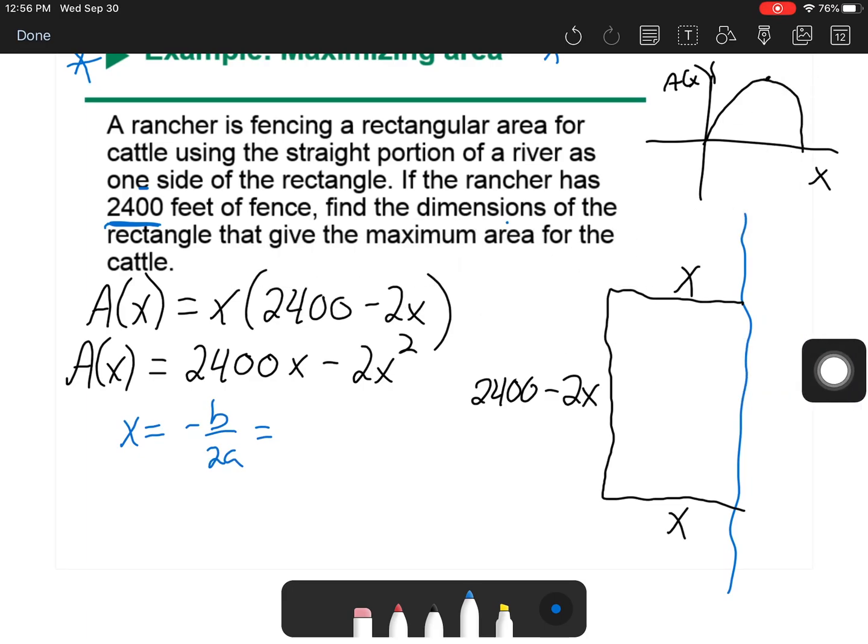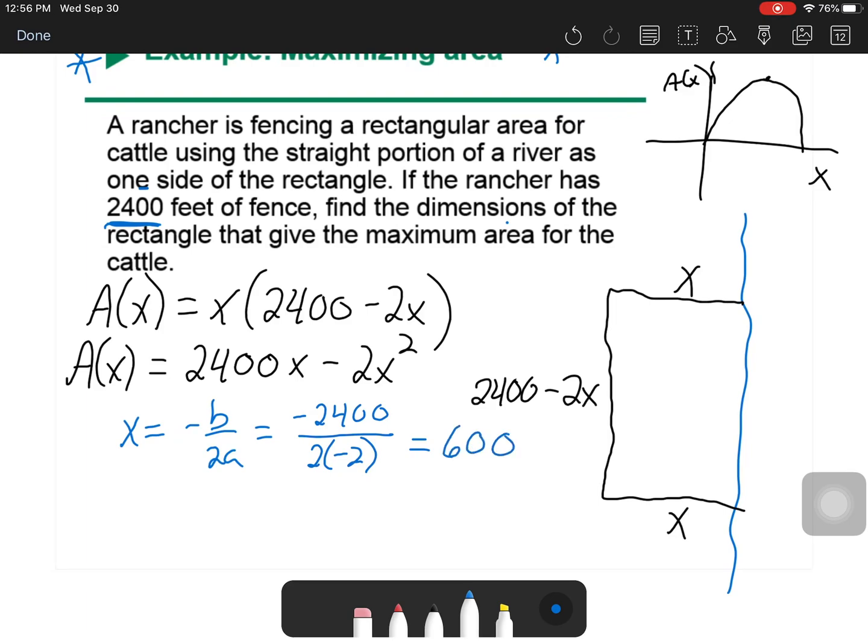Okay, so -b, now this is a little backwards. This is my b here because, right, this is my quadratic term, my linear term. So -b would be -2,400 over 2a, which would be 2 times -2. So I'd be taking -2,400 divided by -4, which would come out to 600. Okay, so that tells me that this dimension right here has to be 600 feet.